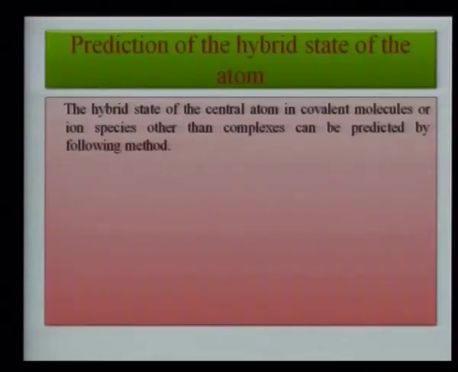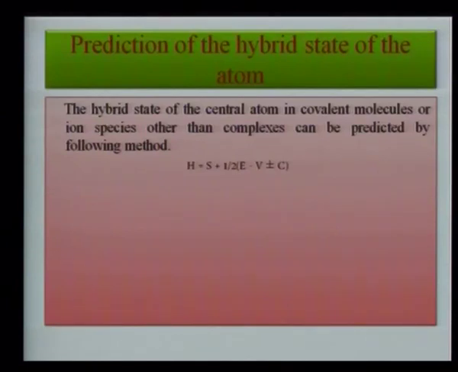Now, prediction of the hybrid state of the atom. The hybrid state of the central atom in a covalent molecule or ion species other than complexes can be predicted by the following method. As you all know, H = S + 1/2(E - V ± C). Here H stands for hybridization, S stands for the number of surrounding atoms, E is the number of valence electrons, V is the number of monovalent atoms or double the number of oxygen atoms, and ±C explains the charge present on a particular molecule.